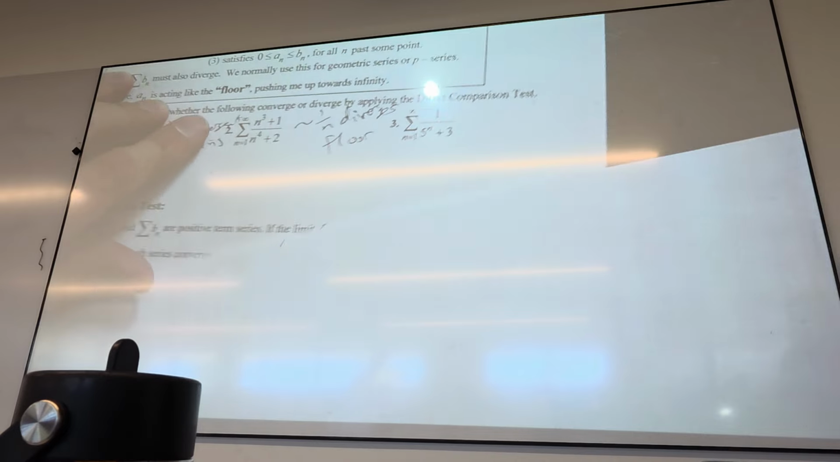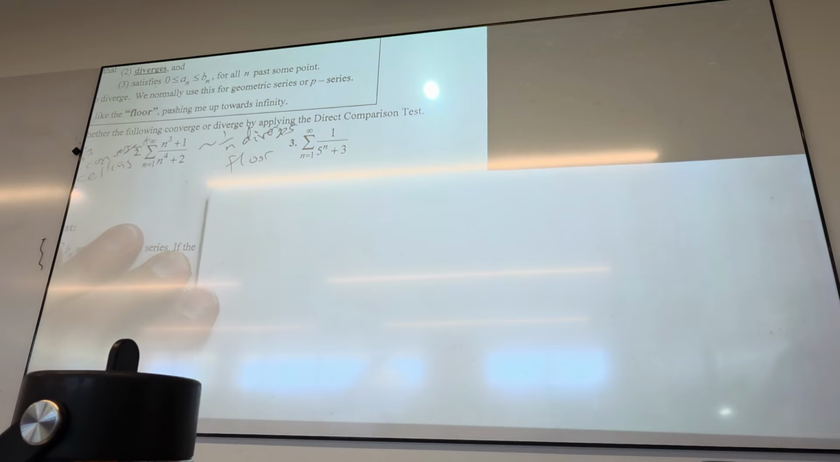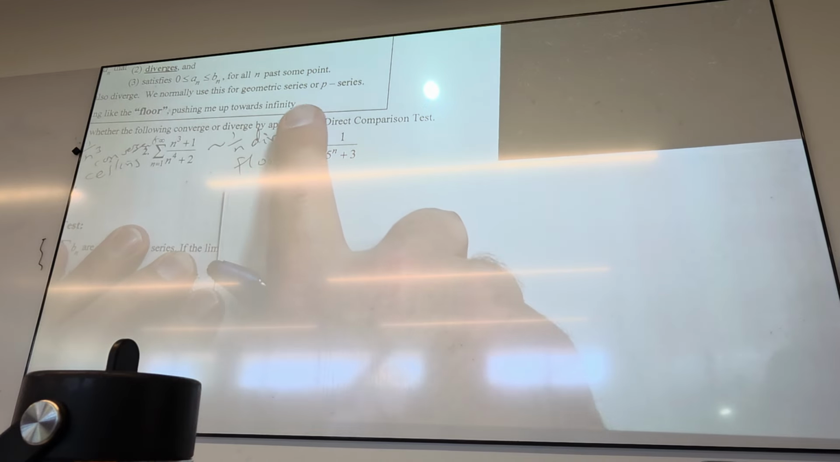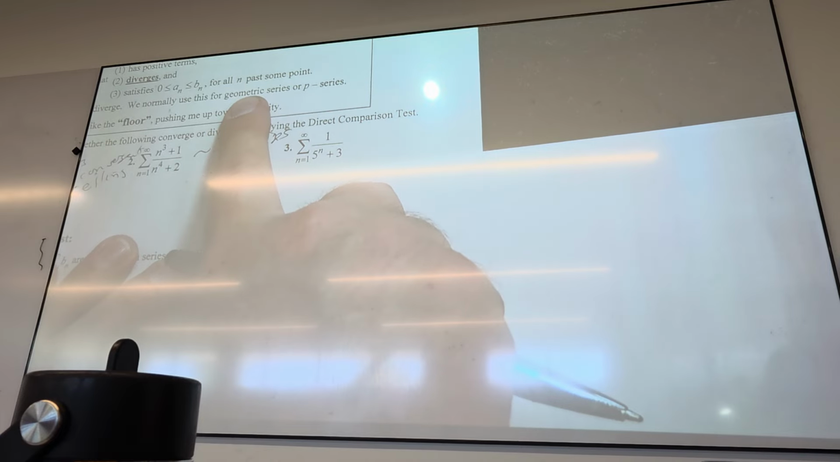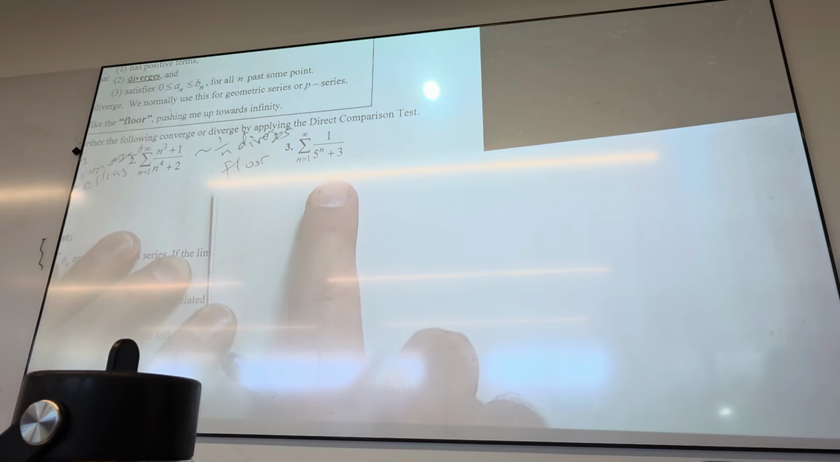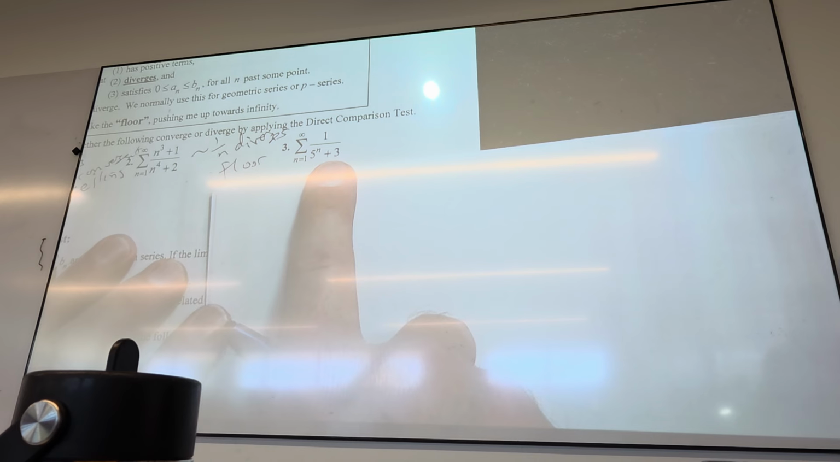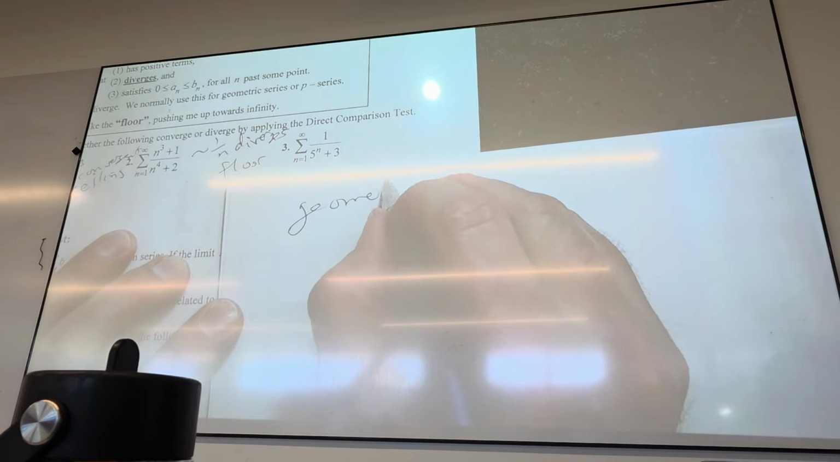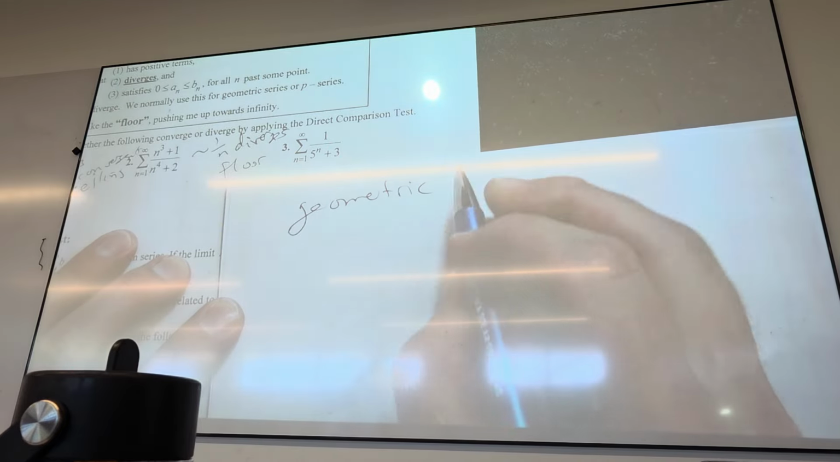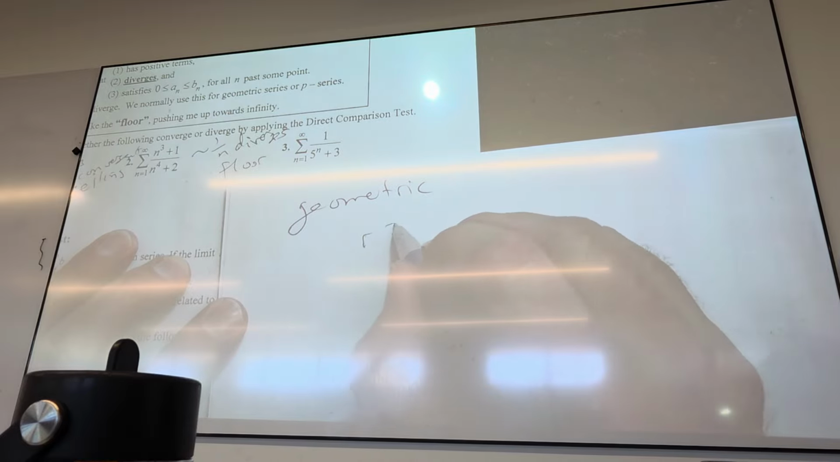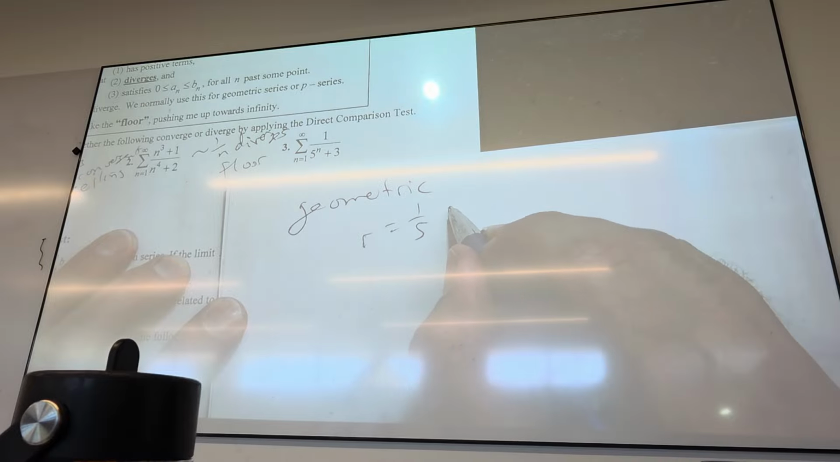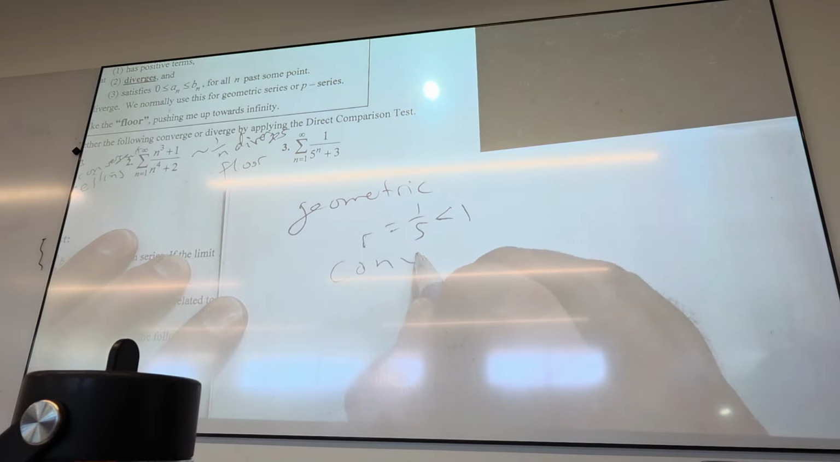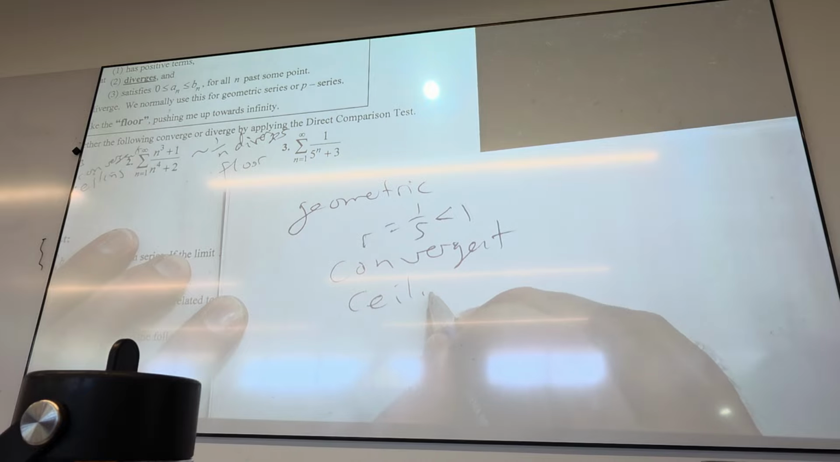I wanted to give you at least one problem that wasn't just a P-series. And by the way, do you see, you normally see this for geometric or P-series? Obviously, this is geometric. And what's the key thing about this geometric series? R is 1/5, which is less than 1, so therefore this converges. Therefore, I want to find a ceiling.